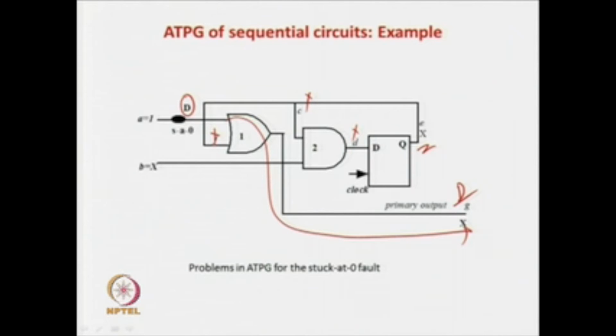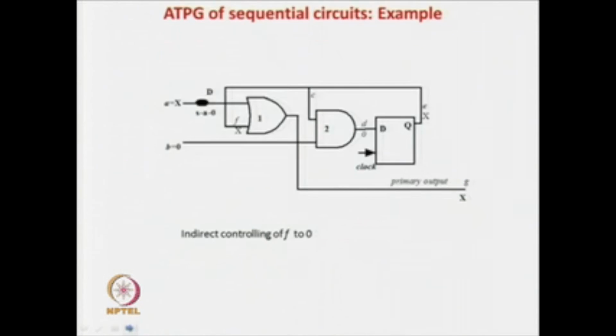So, we have to do something so that we get F equal to 0, and once F is equal to 0, then you can apply this to get the fault tested. Our main job now is to get a 0 at F. This is called indirect control of F to 0, because you cannot do it directly. So, how can you do that?